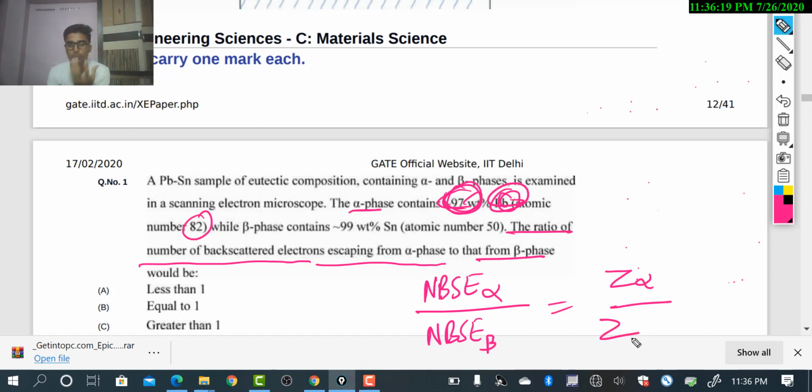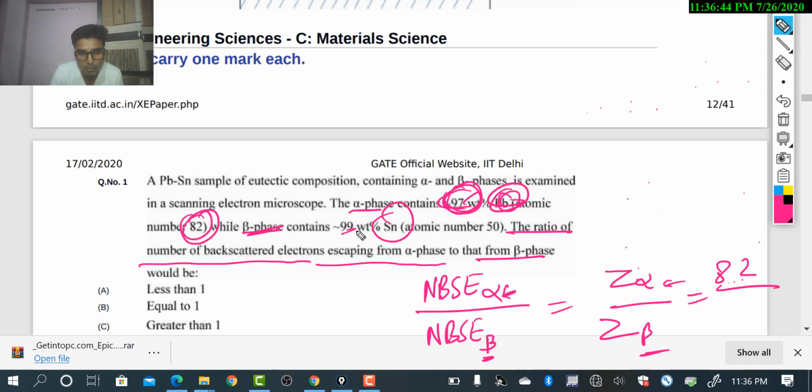So the atomic number of the element which is measured in beta phase. If it is alpha here, it will be alpha; if it is beta here, it will be beta, because it is directly proportional. In the numerator portion, Z will also be in the numerator. So what is the measured element in alpha? That is Pb, the atomic number is 82. And what is the measured element in beta? In beta the measured element is Sn, 99%, that is atomic number 50. So 82 by 50 is always greater than 1. So the answer is greater than 1.